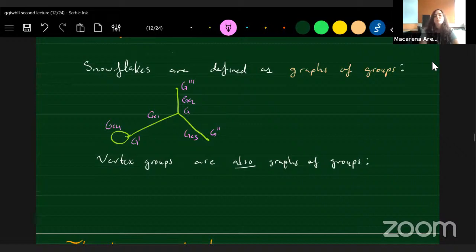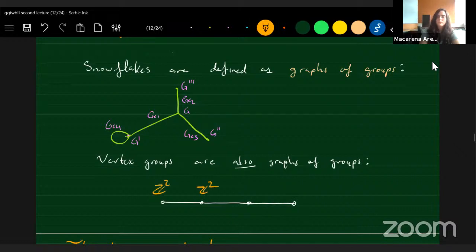And the vertex groups, so the groups that are in the vertices of this graph, are also going to be described as graphs of groups. And these are going to be graphs where the vertices are Z squared groups and the edges are infinite cyclic. So these are going to be described as racks. I think Eduardo mentioned racks yesterday. And on a line. So this is the rack on a line.